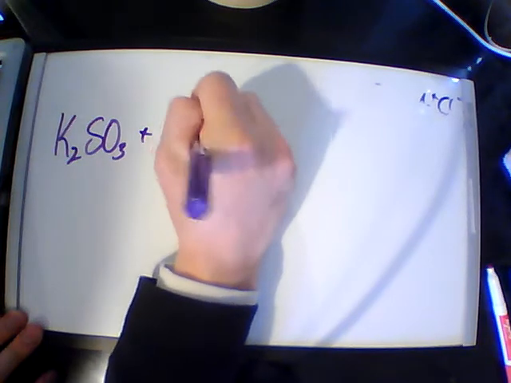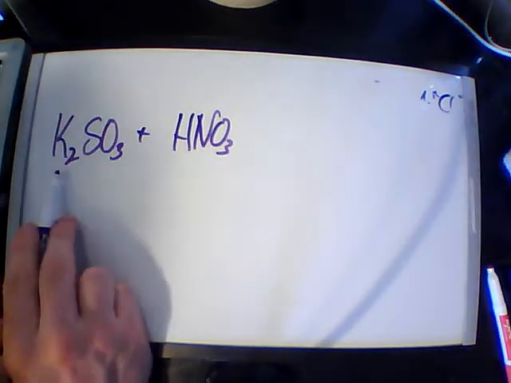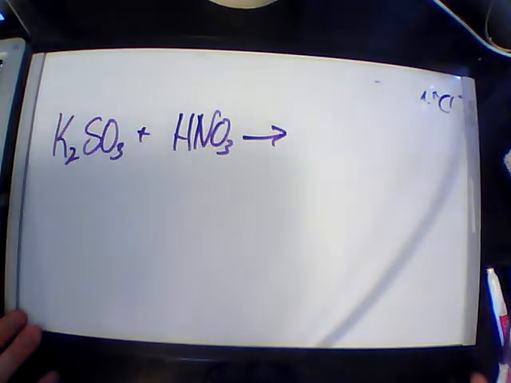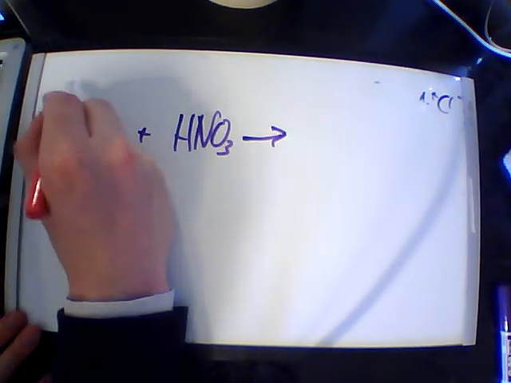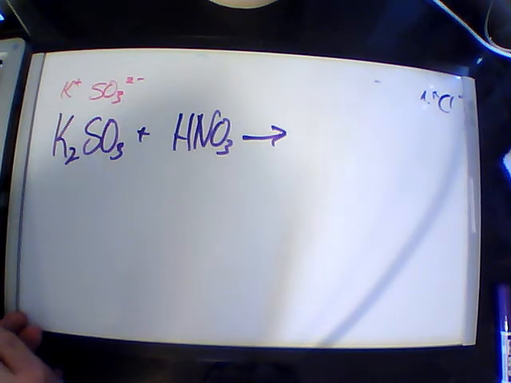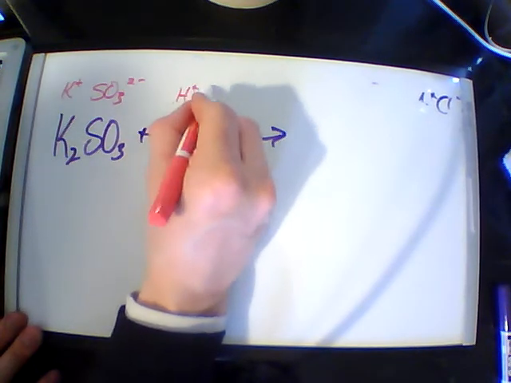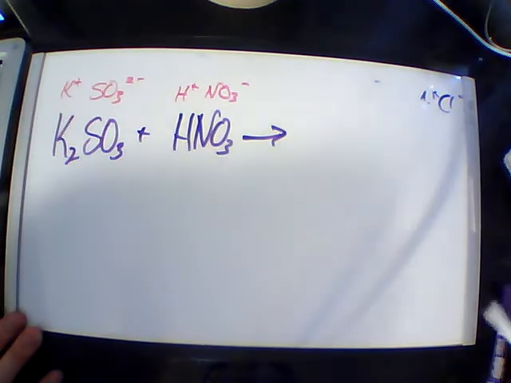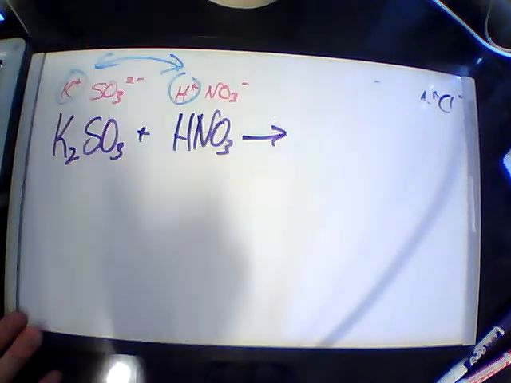And the last one. K2SO3 reacting with HNO3. Now, this one's a little bit tricky. K, we know, is always +1. It's in group 1. If there are 2 of them, that means this SO3 must have a 2- charge. It's sulfite. It's on your big list of polyatomic ions. H+ here, NO3- here. To figure out our products, take your cations and switch them.